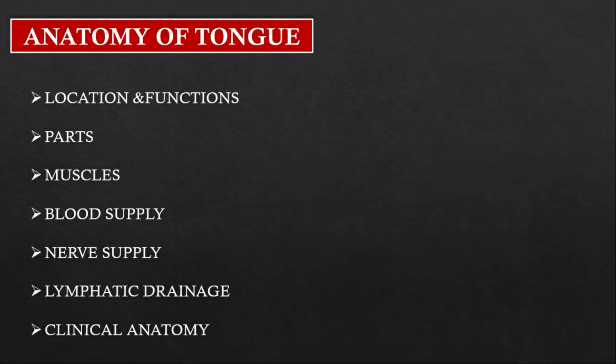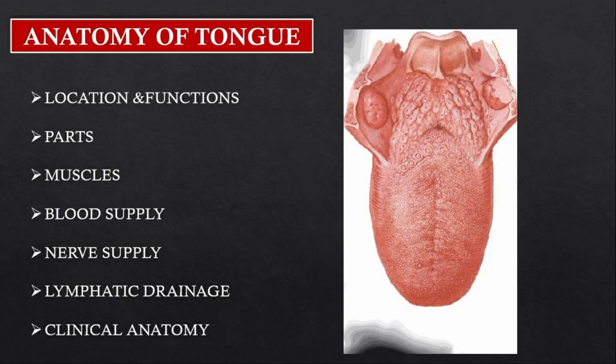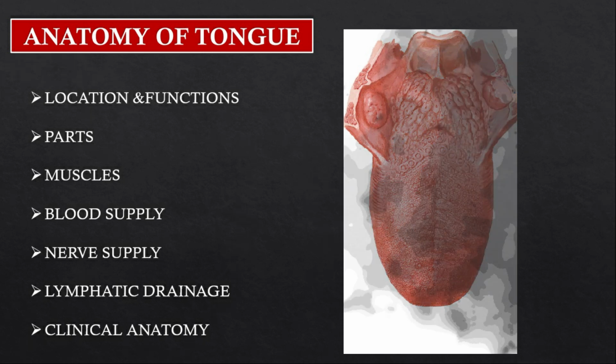In this video, we are going to learn the detailed anatomy of tongue under these following headings. First, we will see the location and various important functions of the tongue. Then the parts of the tongue, muscles of the tongue, then blood supply, nerve supply and lymphatic drainage. Finally, we will explain the clinical anatomy of tongue.